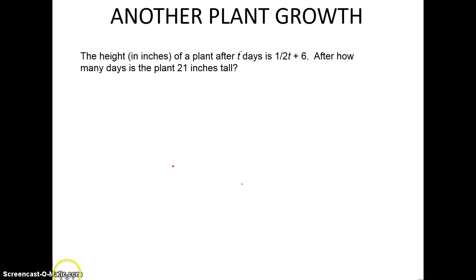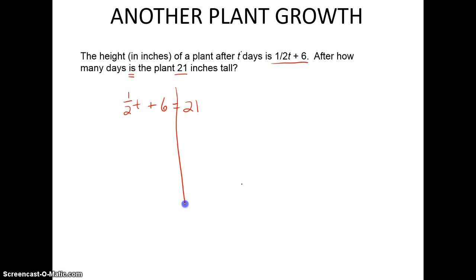Let's try another one. The height in inches of a plant after t days is 1/2 t plus 6. After how many days is the plant 21 inches tall? So here's our equation, and this is what we would like it to equal. 1/2 t plus 6 equals 21.